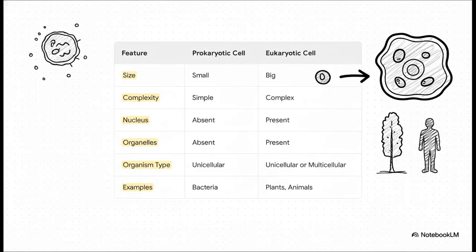And this table here really tells the whole story, doesn't it? When we talk about size, it's small versus big. Complexity, simple versus complex. A nucleus and all those little organelles, absent versus present. And all of that leads to what kind of organism they can build. Prokaryotes are strictly single-celled, while eukaryotes, well, they can build both single-celled life and huge multicellular organisms, like us.